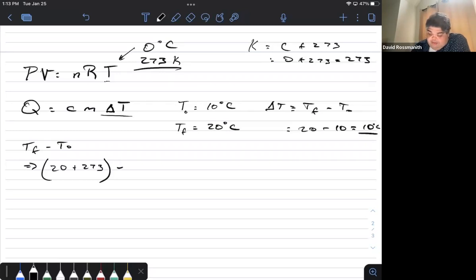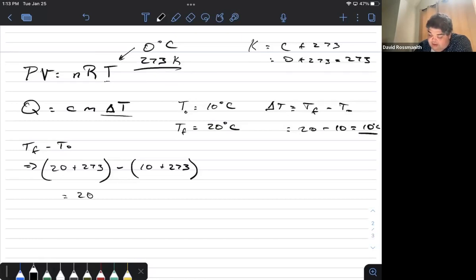What about the initial temperature? Well, it's 10 degrees Celsius, but I want that in Kelvin, so I have to add 273 to that. So there we go. Final temperature, Celsius plus 273, which is called Kelvin. And initial temperature, Celsius plus 273, back in Kelvin. And now let's look at what happens. Let's take the parentheses away.